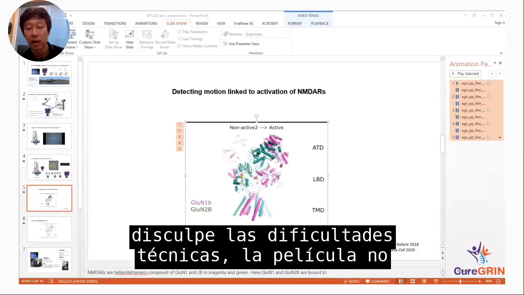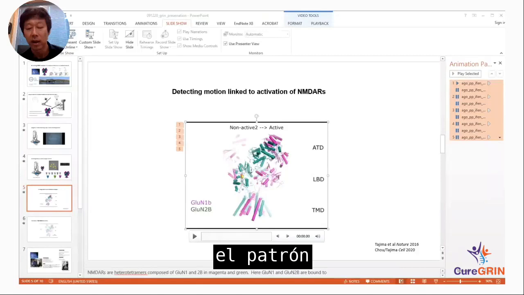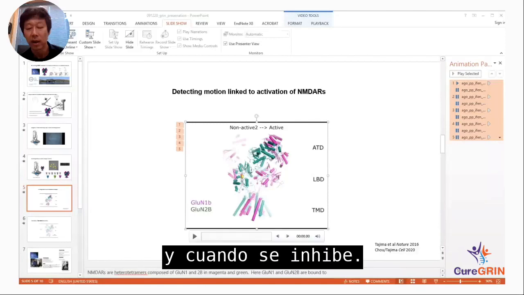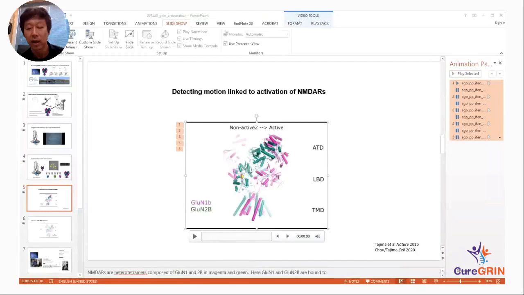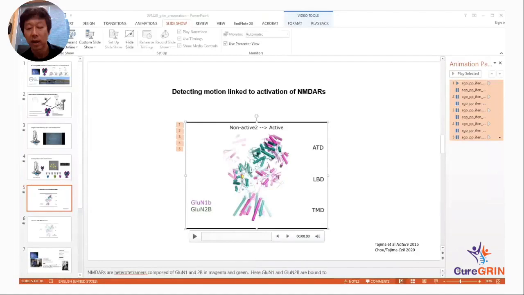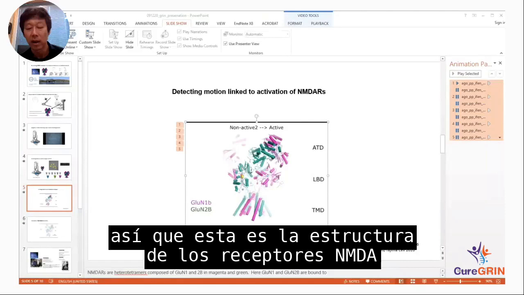And again, sorry for the technical difficulties. The movie isn't working now. But the bottom line is that we can actually see the pattern of NMDA receptor molecules moving when it's activating and when it's inhibiting, right? And the reason these structures are useful is because we can now model, oh, it's not working. Anyhow, so this is the structure of NMDA receptors.